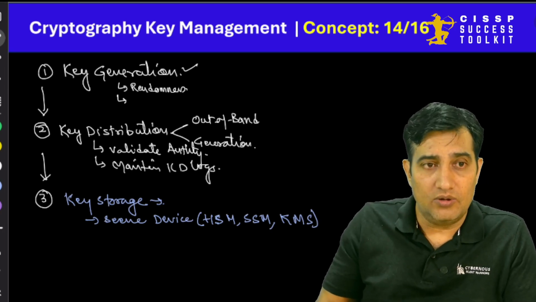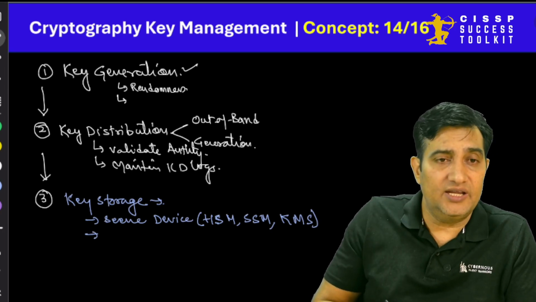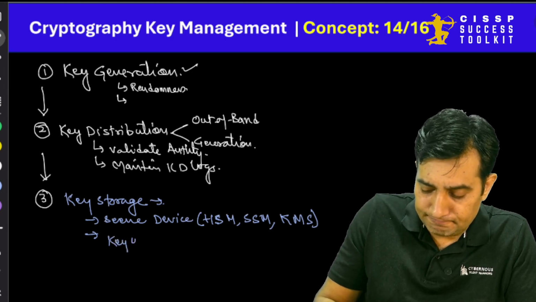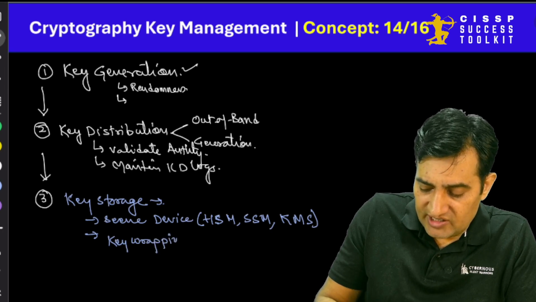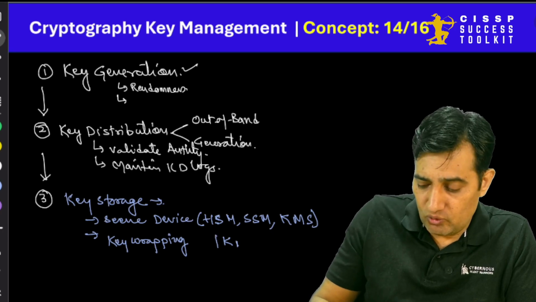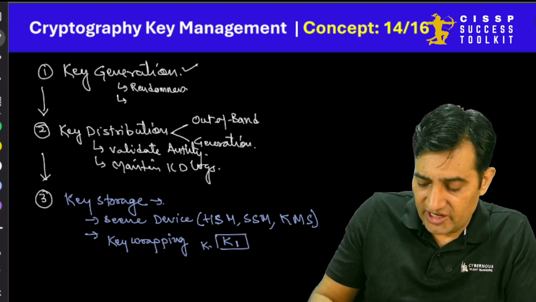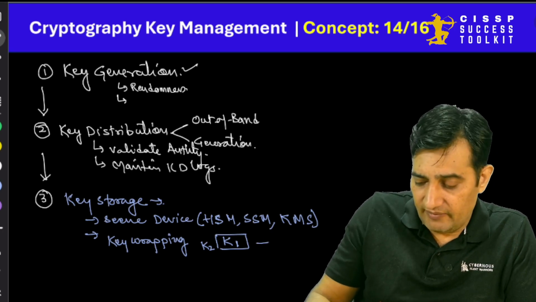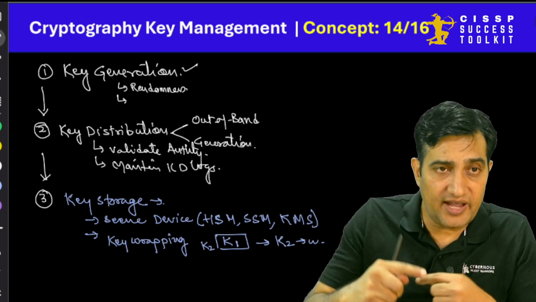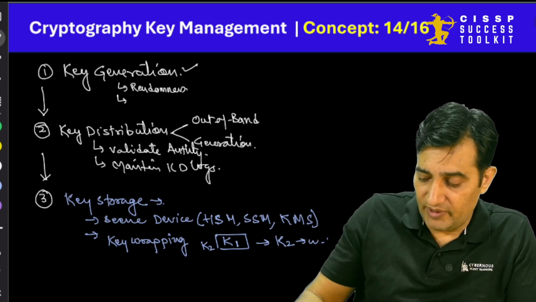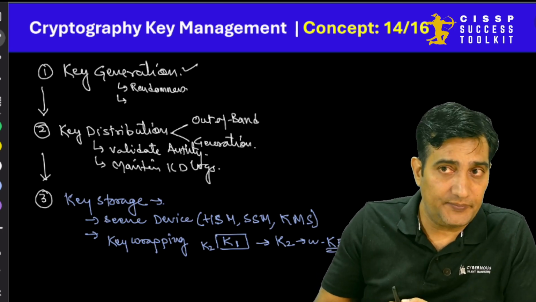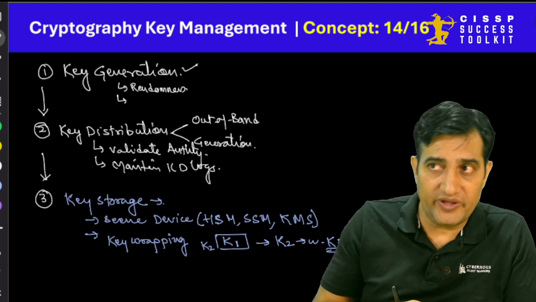Okay. Now, whenever you store a particular key, there is a concept which is called key wrapping. Key wrapping is a concept which means if I have a key called K1, I am going to encrypt it with another key called K2, and then I am storing K2 in a different location. This entire concept of key encrypting key is called key wrapping as well. Okay, so that's very, very important.